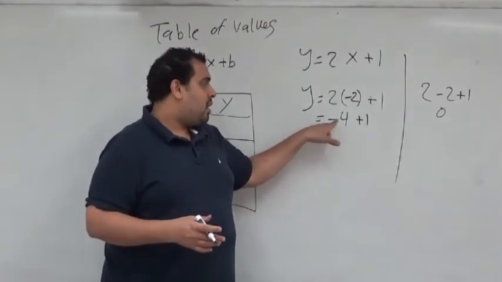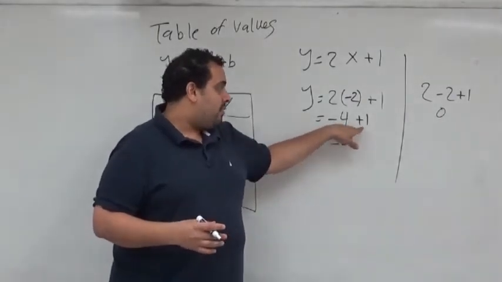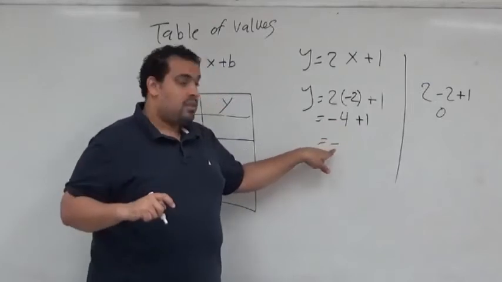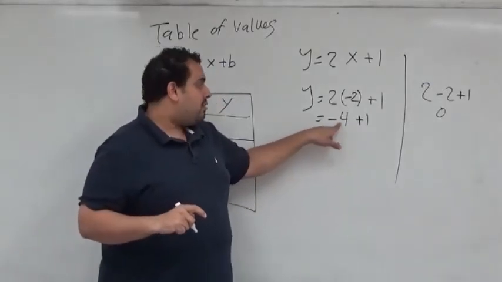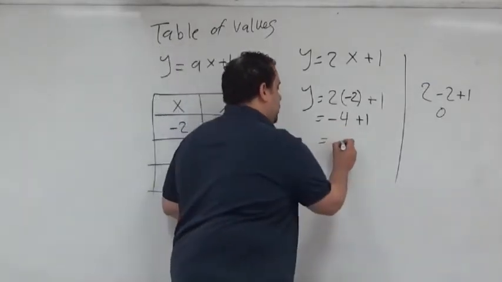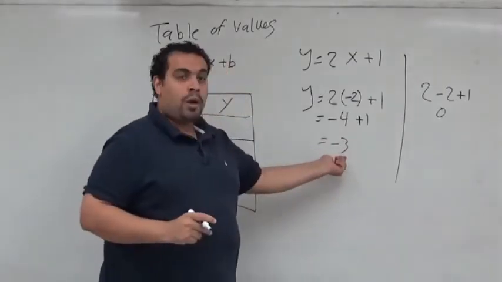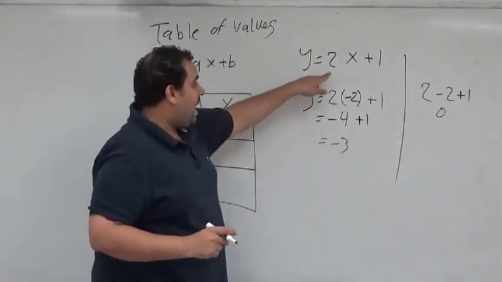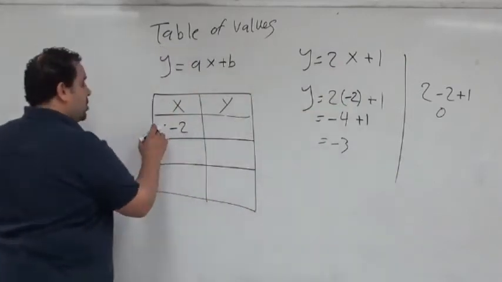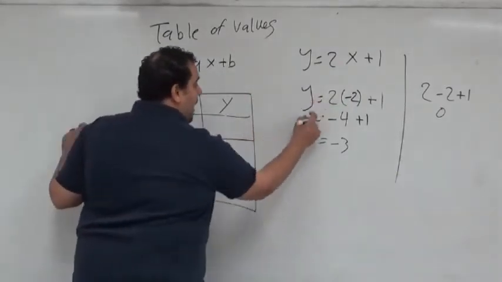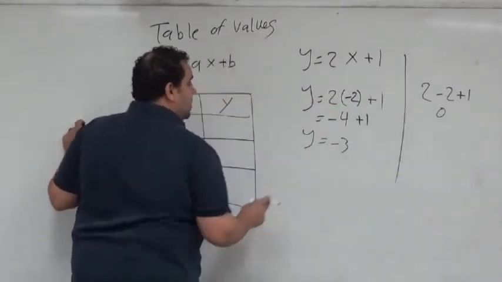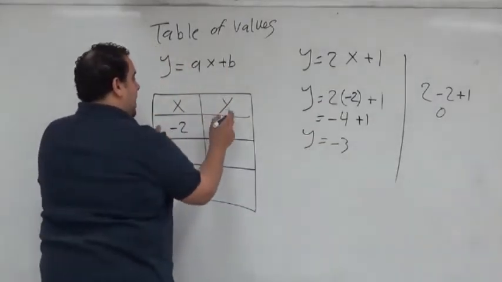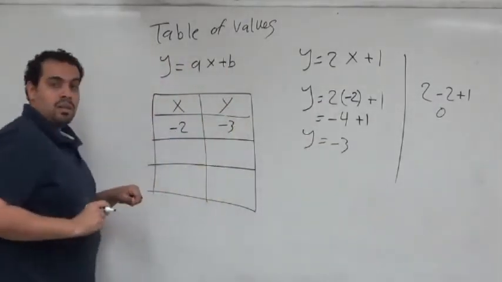You come here, negative 4 plus 1. You have negative and positive. They are different, so it becomes negative. Then after that, 4 minus 1 is 3. So the total answer here is what? Negative 3. So when the x value was negative 2, the y value came as negative 3. So here I place negative 3.